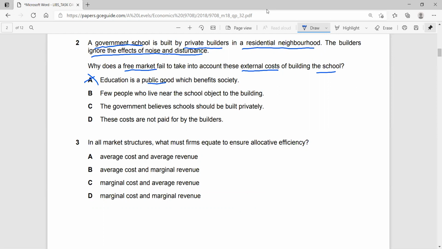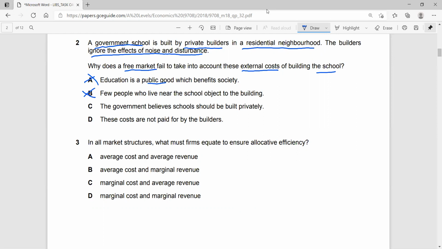Few people who live near the school object to the building, but the point is not whether people object to the building or complain or not. The point is the free market doesn't care. It doesn't account for it, irrespective of whether they complain or not. It should still ideally account for it. The government believes that schools should be built privately. Sure, the government is building schools with private builders, but whether or not you're building it privately doesn't explain why the free market does not care about the negative externalities.